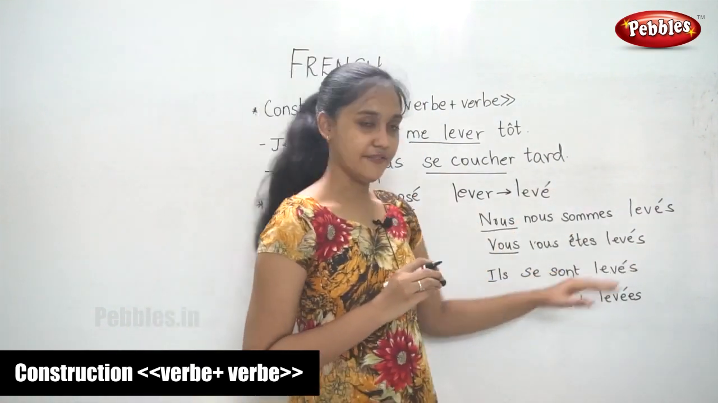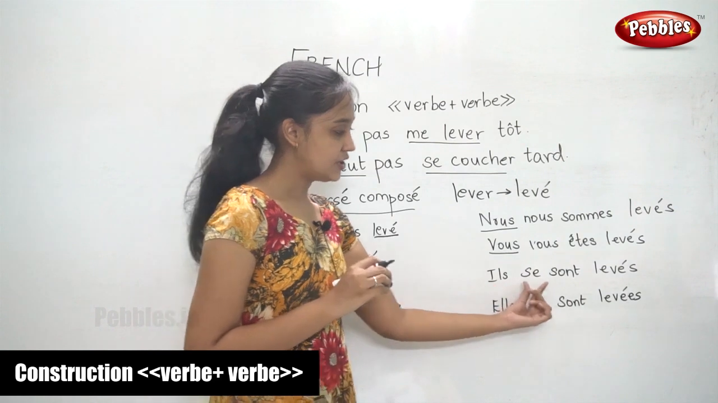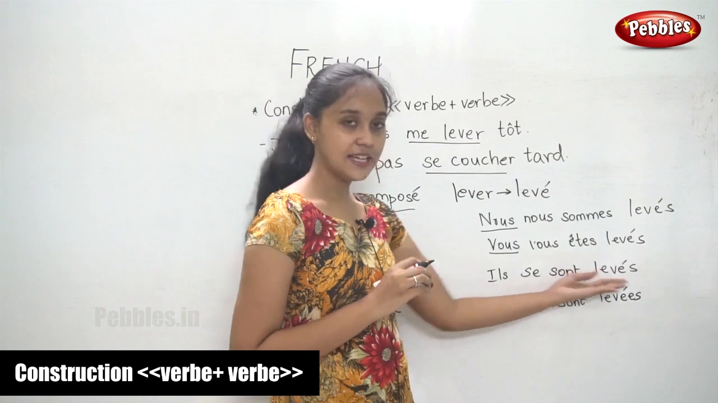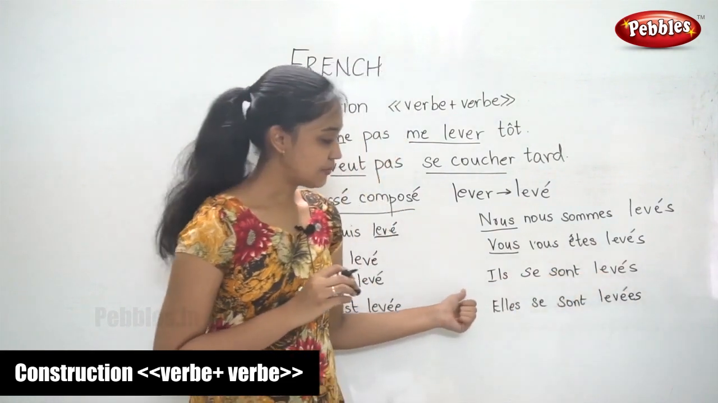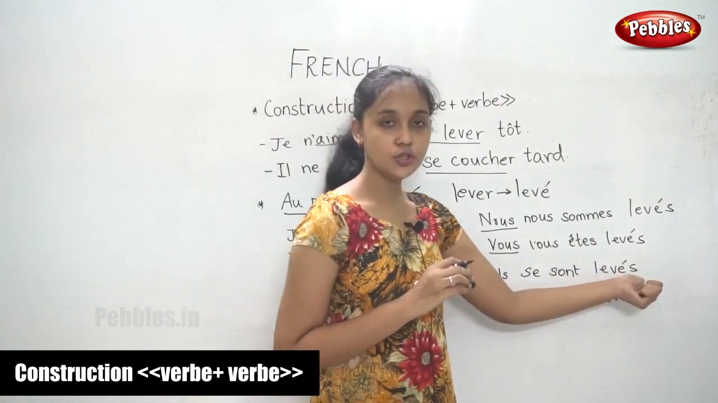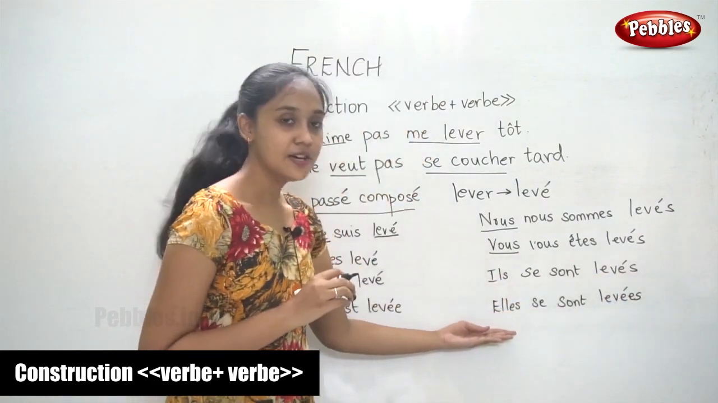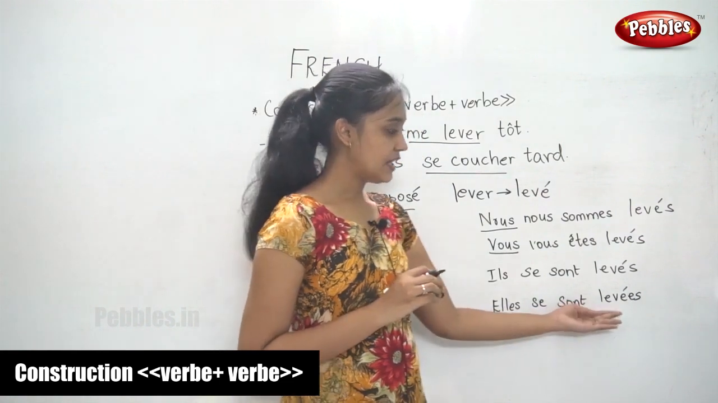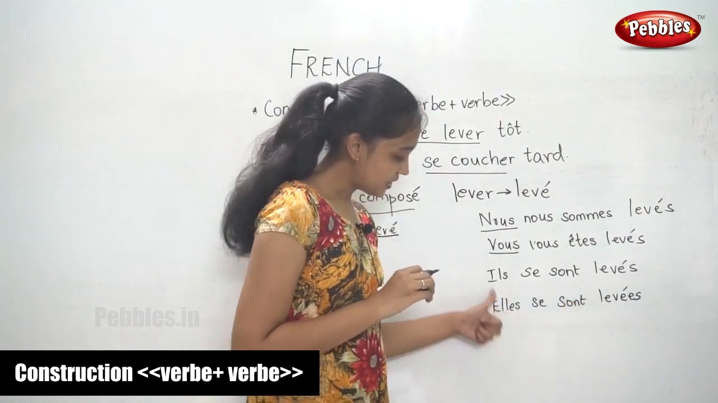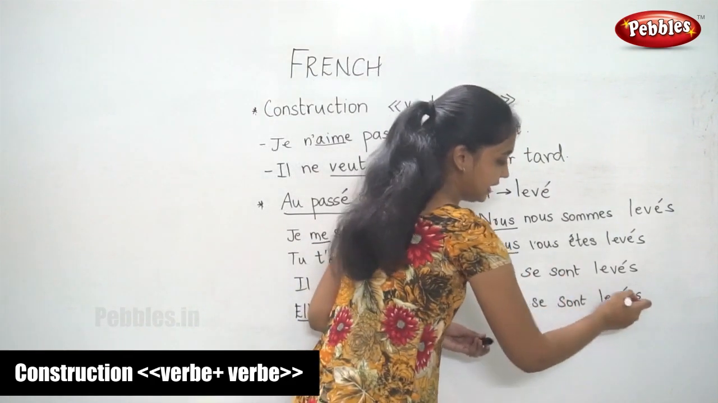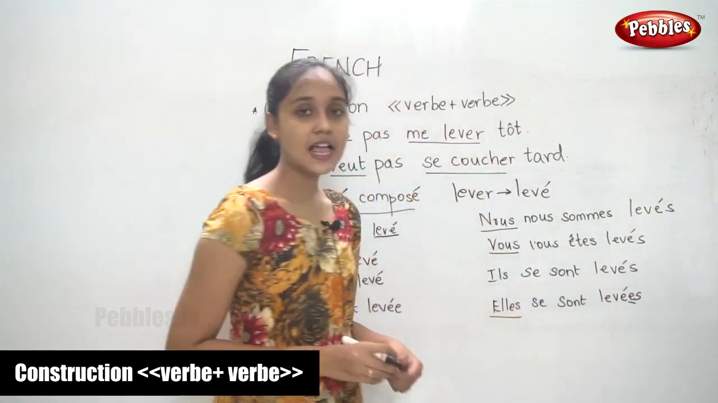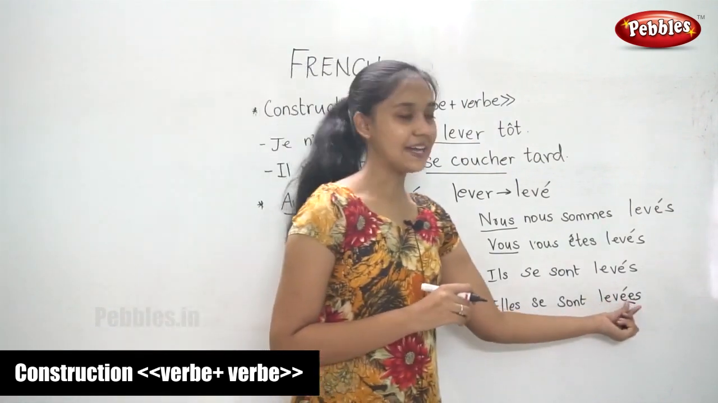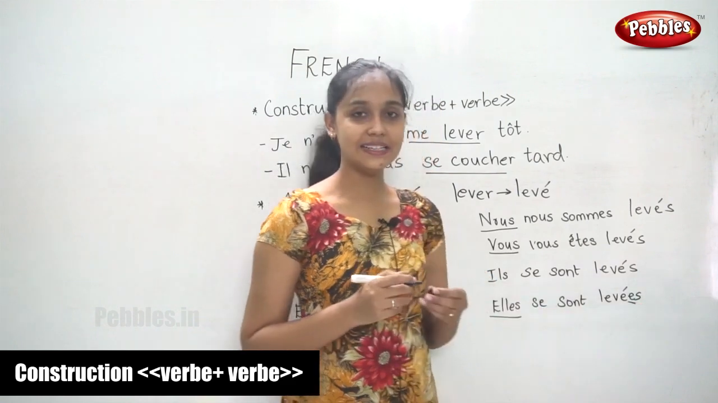Ils se sont levés. For ils, the reflexive is se, être conjugation sont and levé. Subject is plural, so the verb takes an s. Finally, elles se sont, it's the same, levées. So the difference between this and this is the extra e, because elles is third person feminine plural. So feminine we add an e and plural we add an s.